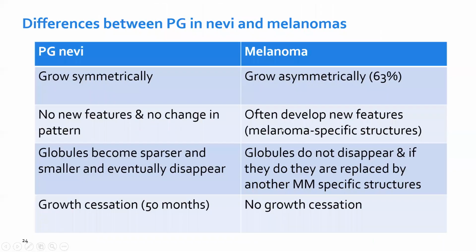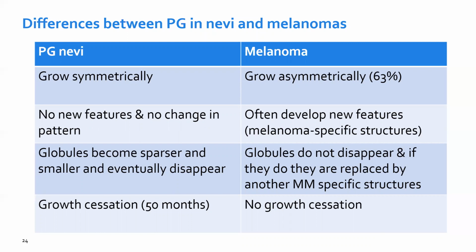Here, another example in which we can see a lentigo maligna melanoma with peripheral globules in this area, as you can see, but also presenting with additional melanoma-specific structures such as angulated lines. And note that these peripheral globules are located asymmetrically. To sum up, the main differences between nevi and melanomas presenting with peripheral globules are shown in this table.